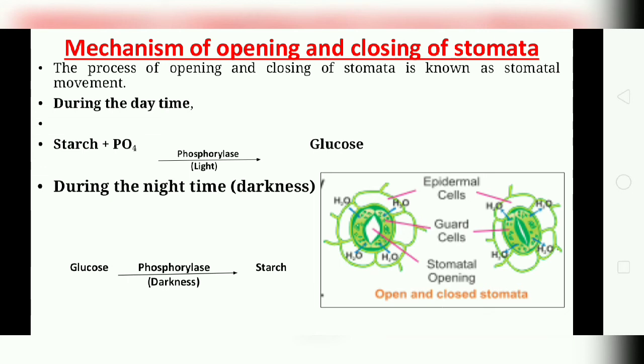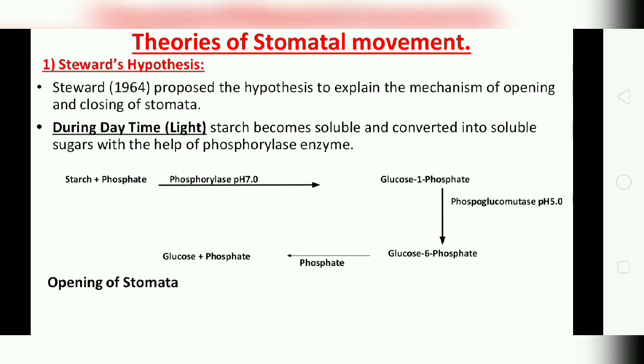The conversion of sugar to starch and starch to sugar depends on the pH and the temperature of guard cells. In the daytime, the pH of the guard cells remains 7, which is neutral or alkaline, and at night time the pH remains 5, that is acidic. Various theories have been developed by various scientists. First, we'll discuss the Steward Hypothesis.